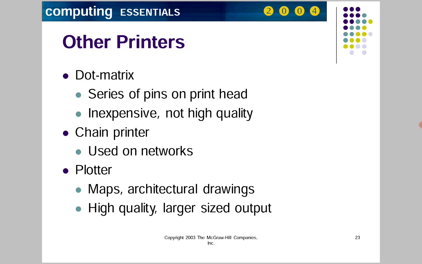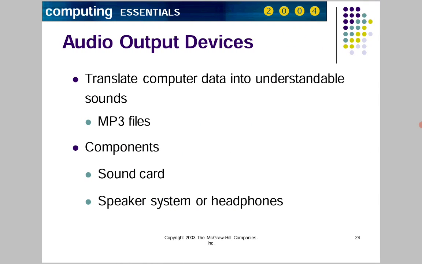Many other types are also used, like chain printers and plotters. Plotters are mainly used to print maps, drawings, and architectural drawings, with high quality and large size, like banners and others.